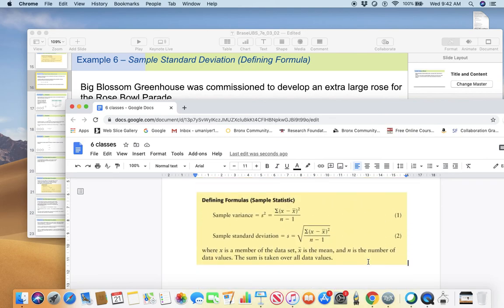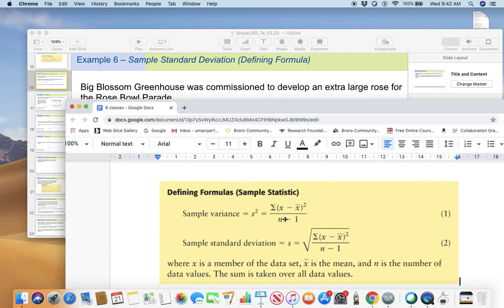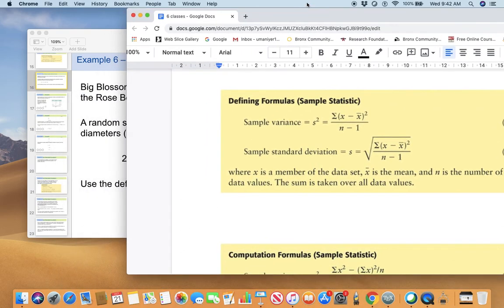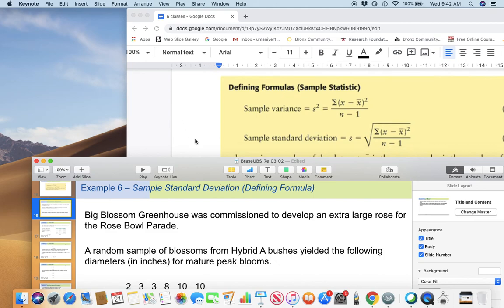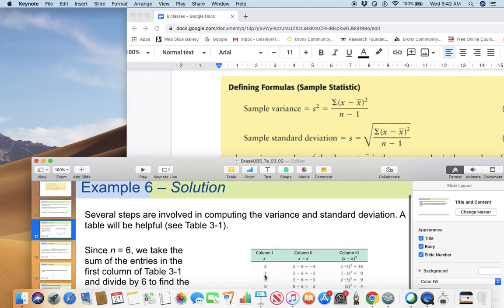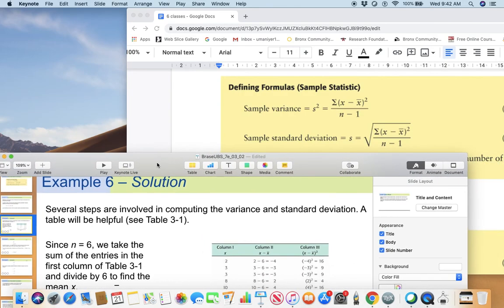So here is your defining formula, right? Variance, that's the variance, and that's the standard deviation. So let's keep that handy and let's see how to calculate these guys, right? So several steps involved. So you need x minus x bar squared. Add them all up over n minus 1.